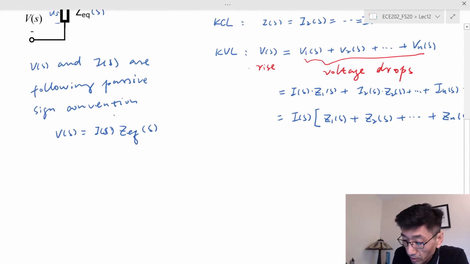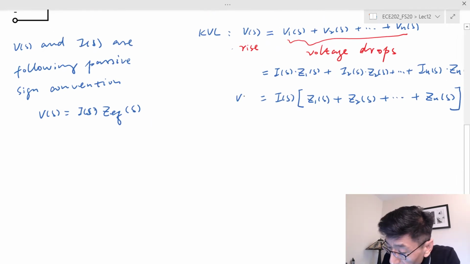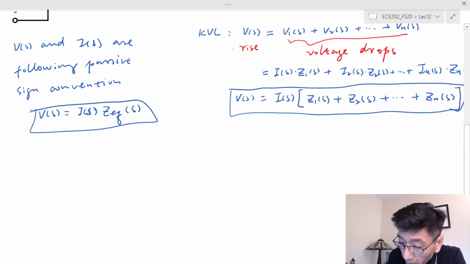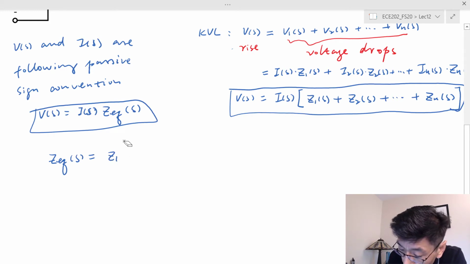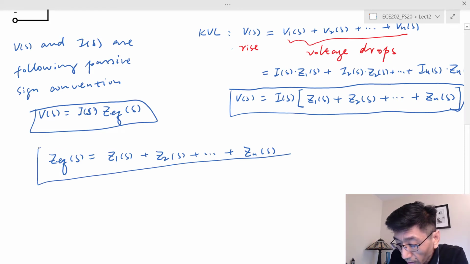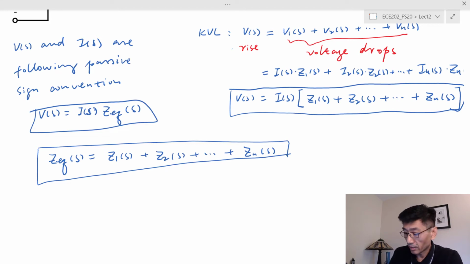For these two circuits to be equivalent, they must have the same VI characteristics, right? So if you compare these two equations, we have this one here and another here. The only way we could have these two be the same equation is if Z sub EQ of S is Z sub 1s plus Z sub 2s plus up to Z sub ns. This is the equivalent impedance, almost identical to the one we had in phasor, except now we have S in this equation rather than J omega.